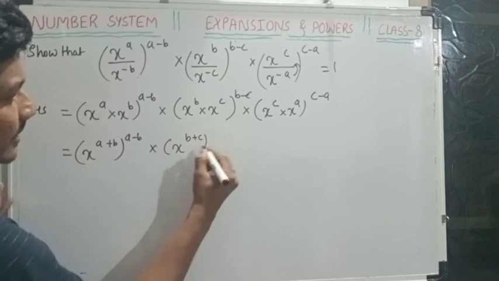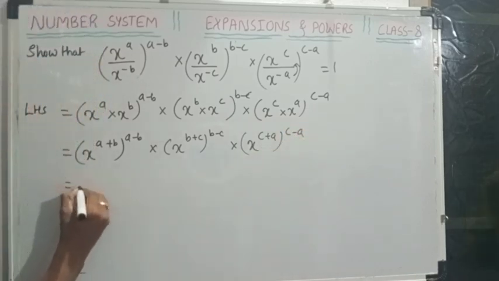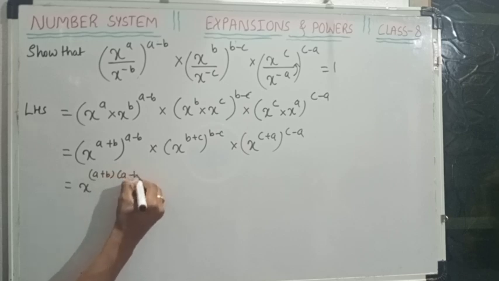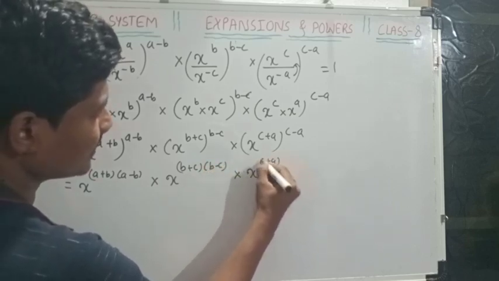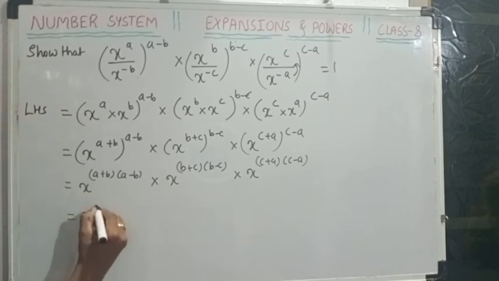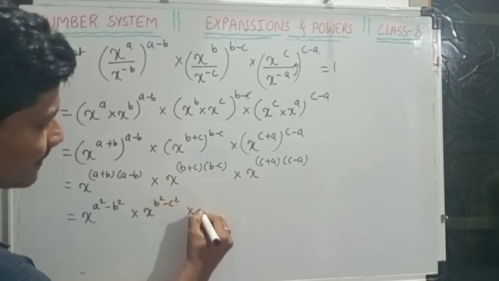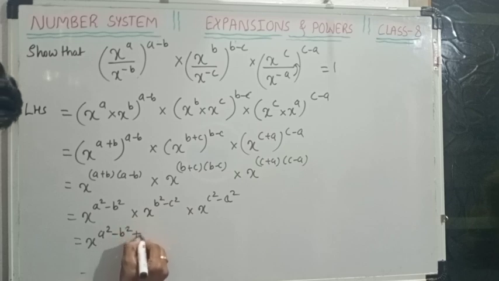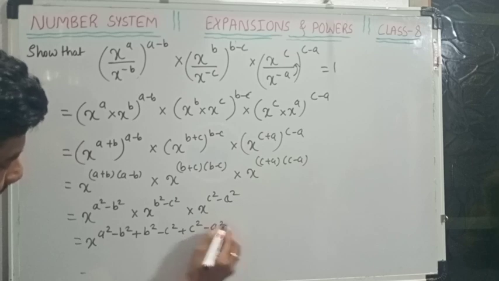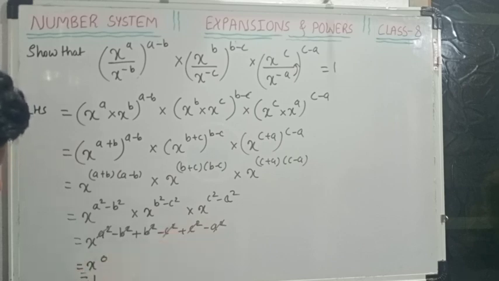x to the power (b plus c) into (b minus c). x to the power (c plus a) into (c minus a). x to the power (a plus b) into (a minus b), x to the power (b plus c) into (b minus c), x to the power (c plus a) into (c minus a). We know that (a plus b) into (a minus b) is equal to a square minus b square. (b plus c) into (b minus c) is b square minus c square. (c plus a) into (c minus a) is c square minus a square. I'll combine these terms: a square minus b square plus b square minus c square plus c square minus a square. a square minus a square, plus b square minus b square, plus c square minus c square. x to the power 0, which is equal to 1, which is equal to RHS. Hence it is proved.